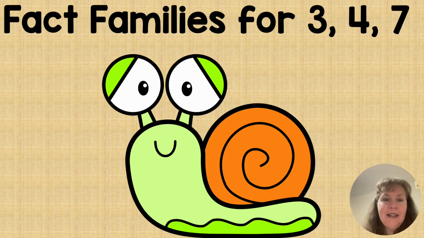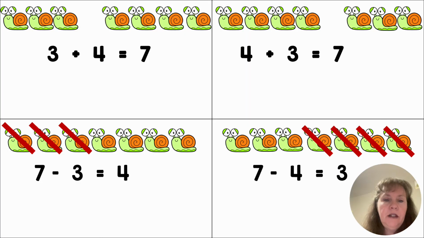All right, let's look at the fact families for 3, 4, and 7. So you will notice the same thing. All of our equations will have the numbers 3, 4, and 7 because these numbers are related in this fact family that we're looking at. So again, this time we're going to look at our snails. So we have 3 snails plus 4 snails equals 7 altogether. And that's our equation here. 3 plus 4 equals 7.